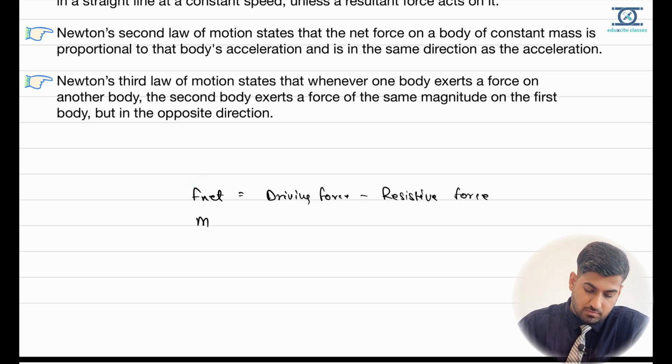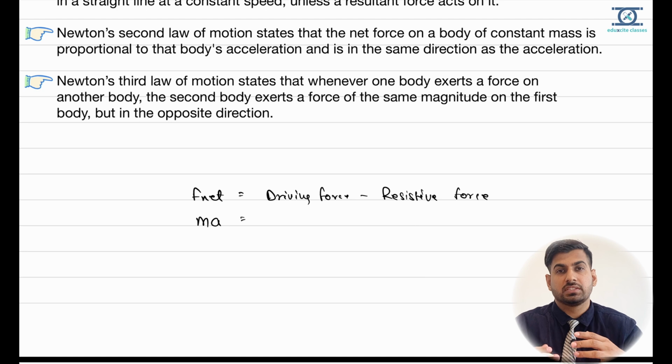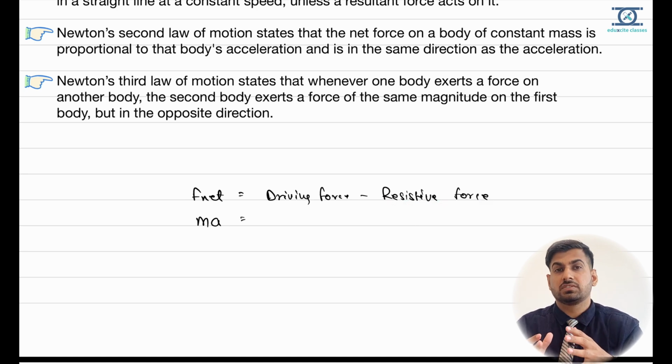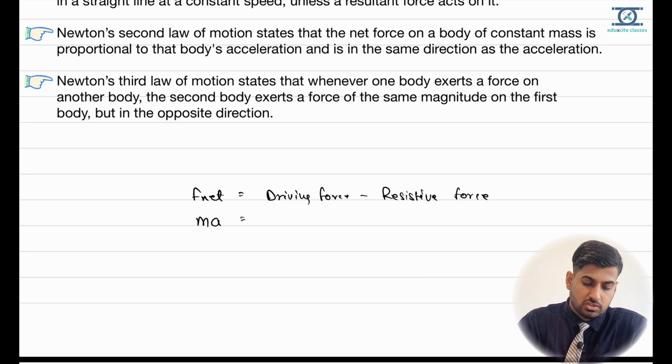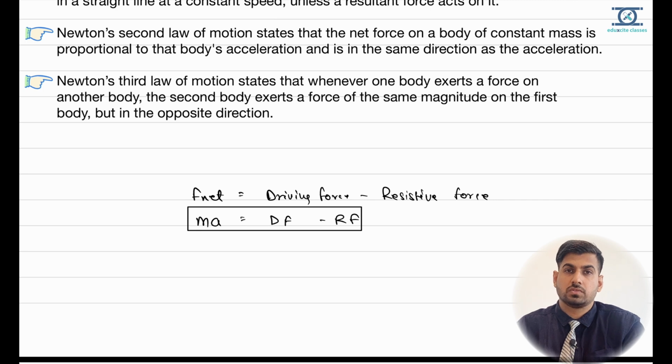F net is nothing but mass times acceleration. Driving forces are the forces which act in the direction of the motion. As we progress through the video, we'll get to know how to define a driving force in a given condition. And resistive forces are those forces which oppose the motion, which act in the opposite direction to the motion. So in short, I write DF and RF for this Newton's second law equation, and I made this equation to solve the particular problems related to it. Okay, so that was all.